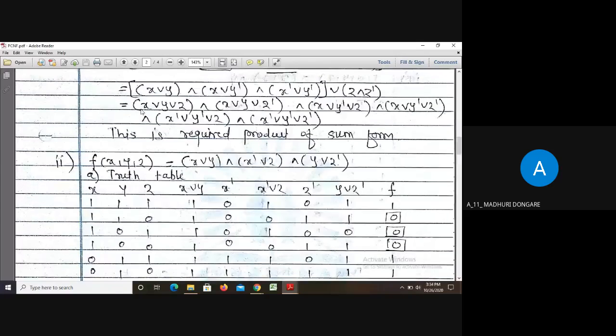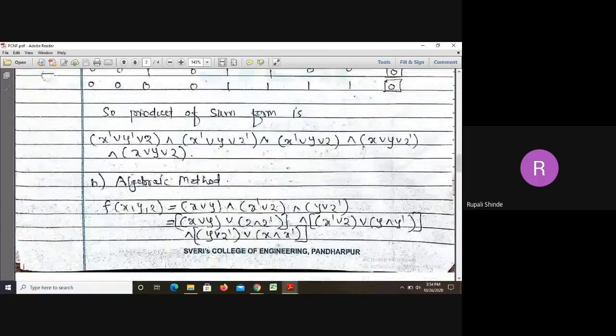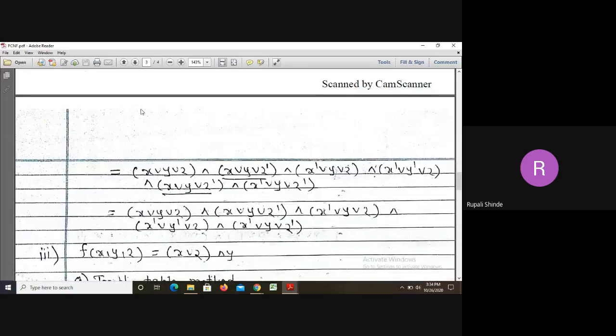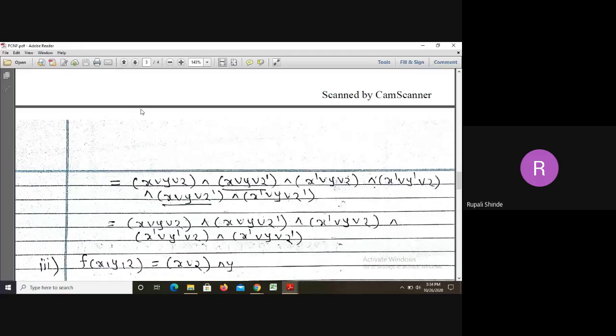Star 0, 1, 4, 5, 6. Let's check here. 0, 0, 0; 0, 0, 1; 1, 0, 0, this is for 4; 1, 1, 0, and 6; 1, 0, 1. So 5 and 6. Okay, correct.